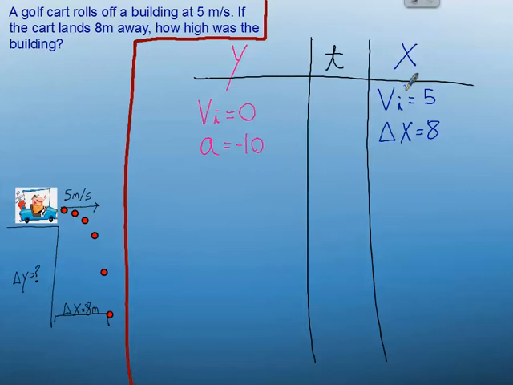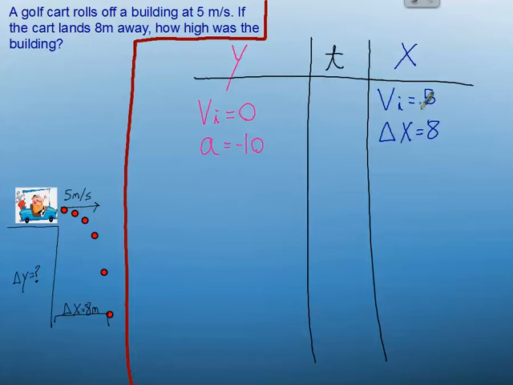So from the problem, I was able to gather that his initial velocity in the x direction was 5 meters per second, and he traveled 8 meters to the right, so delta x was 8. In the y direction, we were hardly given any information at all, but we do know his initial velocity was 0 because he wasn't driving up or down or anything like that. He was just going horizontally off the cliff. And we always know that acceleration is minus 10 in the y direction.